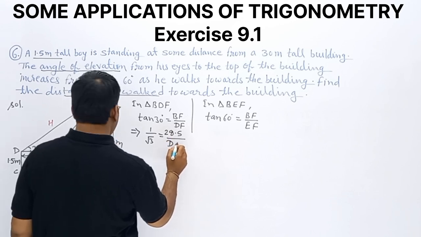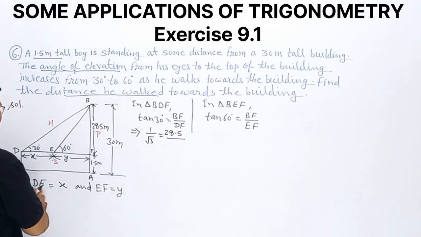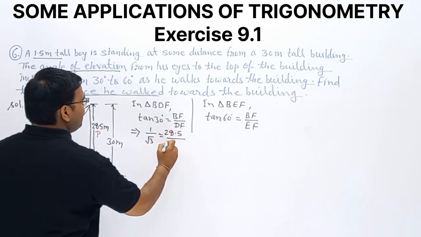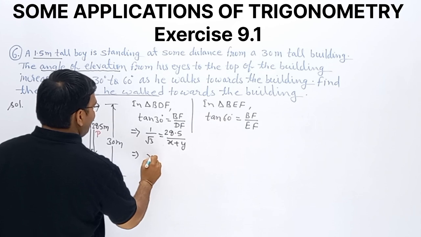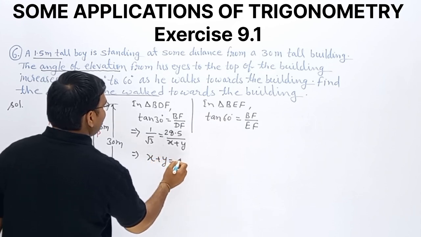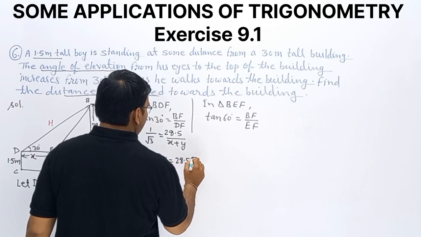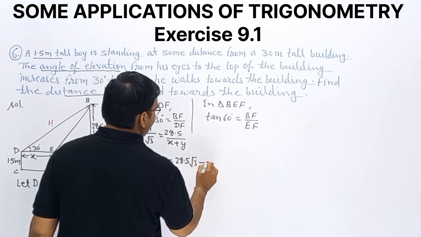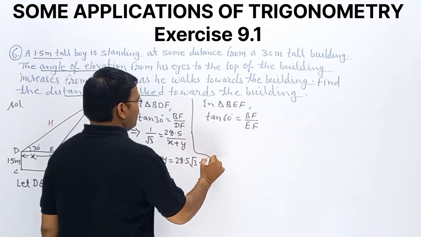And DF can be written as what? We assumed DE is X, and E to F will be Y. Then DF can be written as X plus Y. So what can we say? X plus Y will be equal to 28.5 into square root of 3. And I am putting this as equation number 1. Clear? So this will be our first equation.